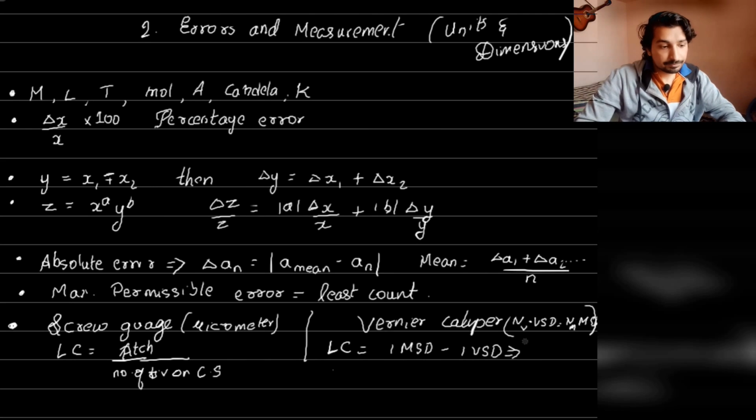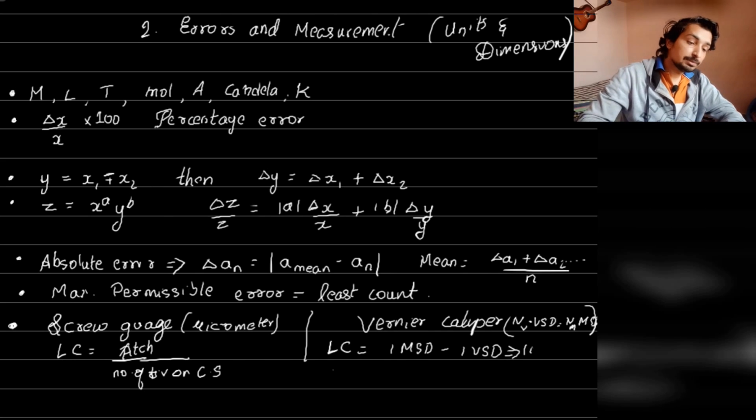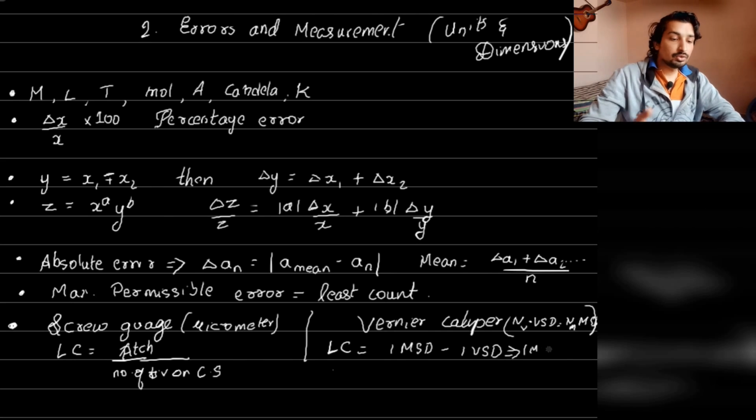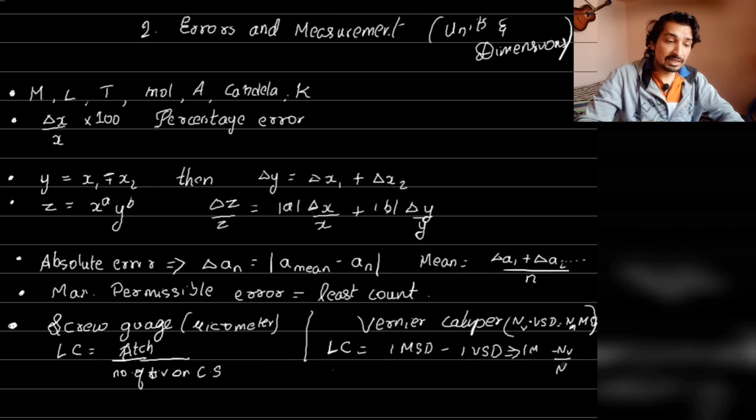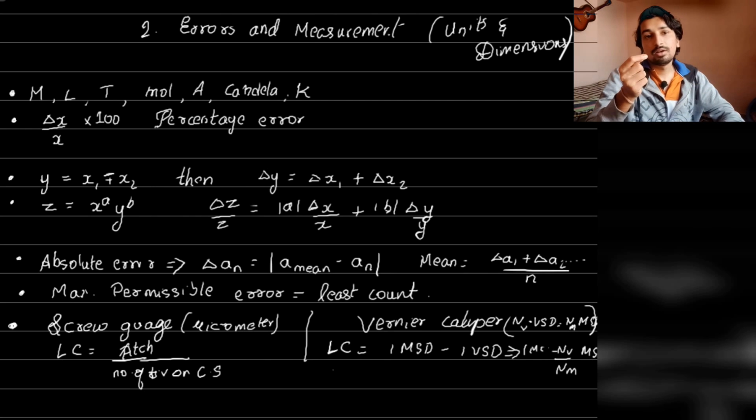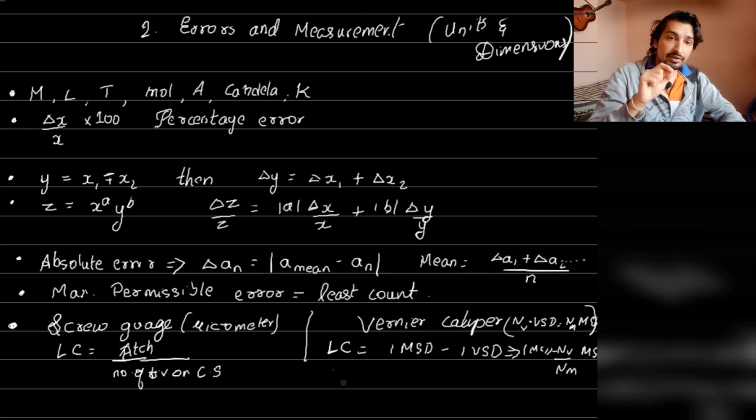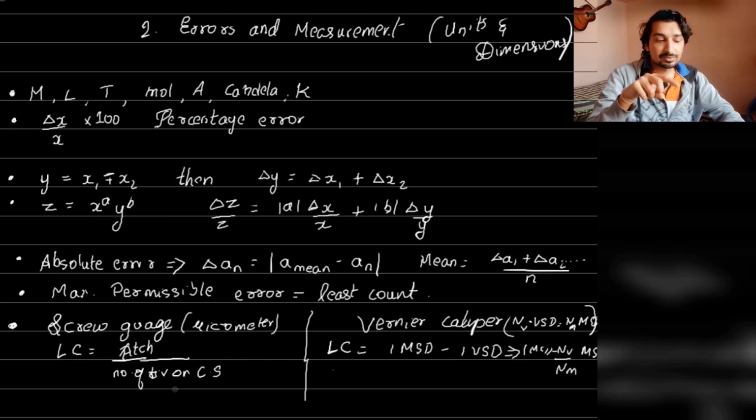So you find that out. And what is the least count of the vernier caliper? The least count of the vernier caliper is 1 main scale division minus 1 vernier scale division. Then you can substitute the values and solve it. 1 vernier scale division you can find from the formula above. And the reading in both cases: in screw gauge and vernier caliper, how do you give the final reading? For the screw gauge it is MSR plus CSR times LC, and for the vernier caliper it is MSR plus VSR times LC.